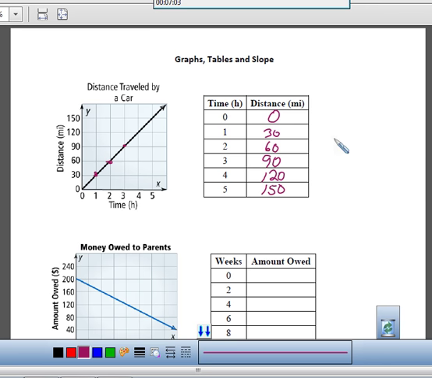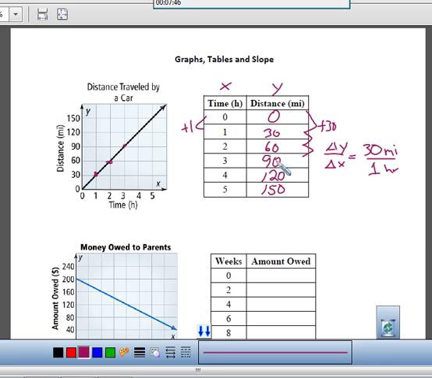Okay, so since this is a linear relationship, we can find the slope, the rate of change, by doing the change in y over the change in x. So the change in y is increasing by 30 each time. And the change in x is increasing by 1 each time. So change in y over change in x is going to give you 30 miles per 1 hour. There is our rate.